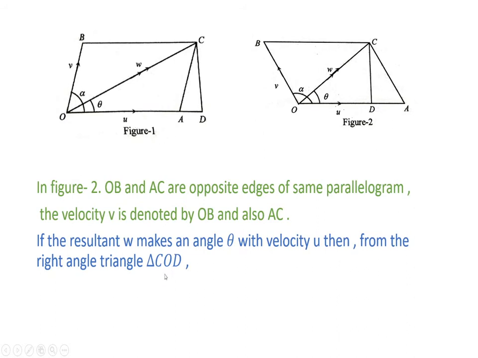For the right angle triangle COD, we apply the Pythagoras theorem. Then we get OC square equals OD square plus CD square, because hypotenuse square equals base square plus perpendicular square. Here OC is the hypotenuse, CD the perpendicular and OD the base. OD square equals OA plus AD all square, and CD square remains the same. Here OA plus AD is for the first figure, because OD equals OA plus AD, and for the second figure OD equals OA minus AD.